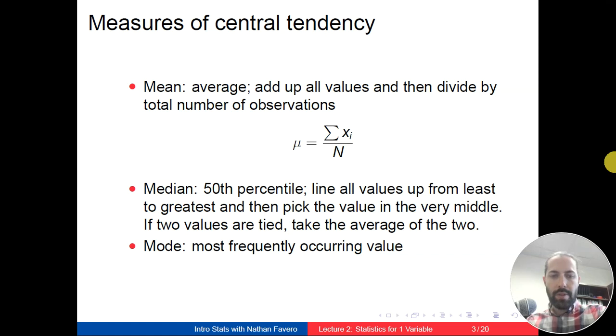If two values are tied for the middle, which will happen if we have an even number of observations, then we're going to have two that are in the middle. And if those two values are different, then we're going to take the average of those two. We use the average to break ties when we're calculating the median. And finally, the mode. The mode is just the most frequently occurring value for that variable.